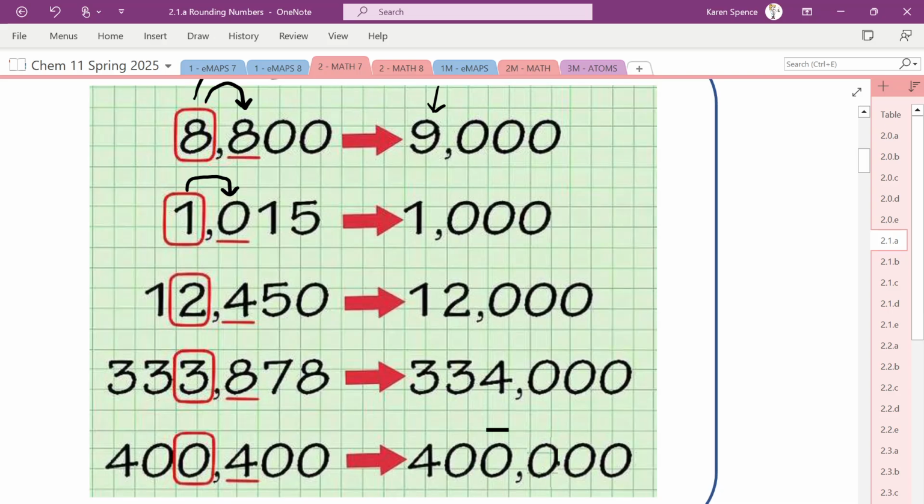The next one I want to draw your attention to, because sometimes people will look at this and they will say, oh, look at that. That rounds to a 5, which means that rounds to a 3, and that would be wrong. Well, you can't double round, okay?